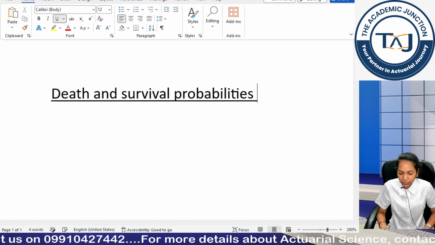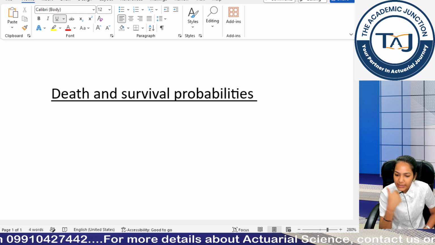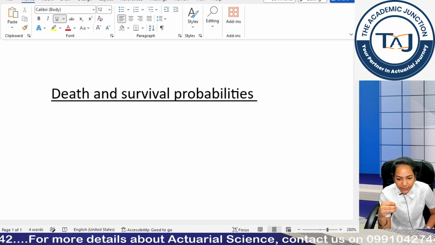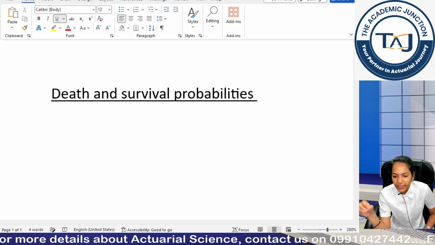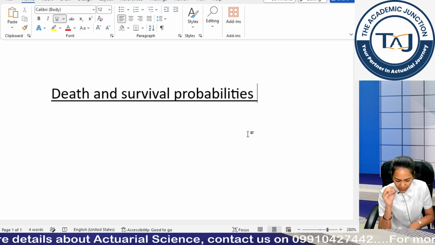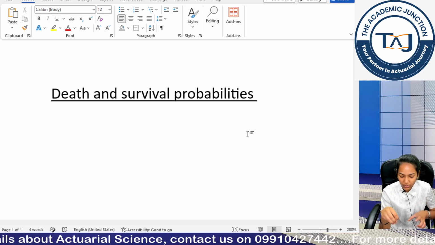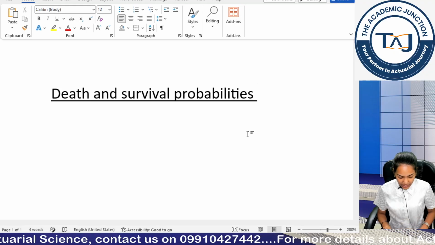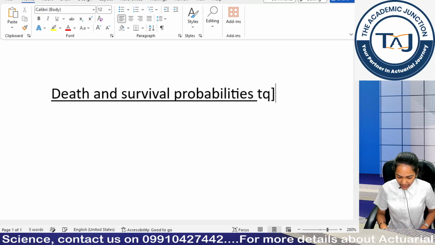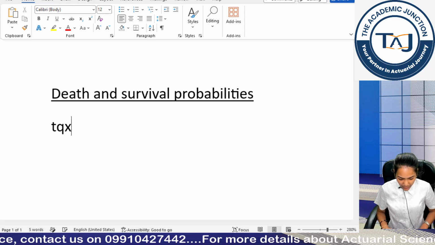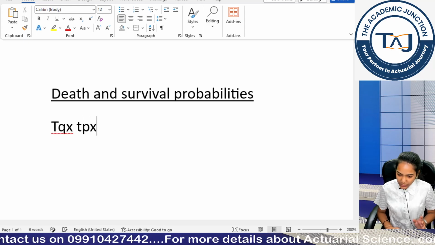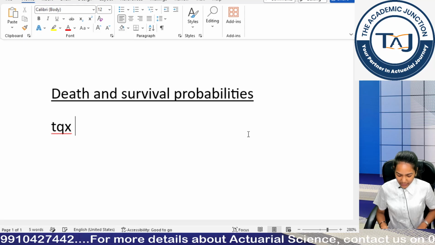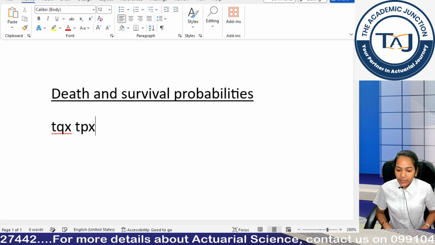Okay, so there are two alternatives of writing these notations in the normal approach as well. First is you can use the subscript and superscript format, or you can simply write tpx. That's also equally accepted by both the institutes. Okay, for example, if I am writing the death probability, that is tqx, so either I can simply write it as tqx, or tpx for a survival probability.